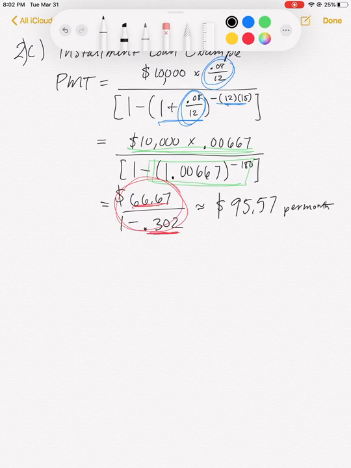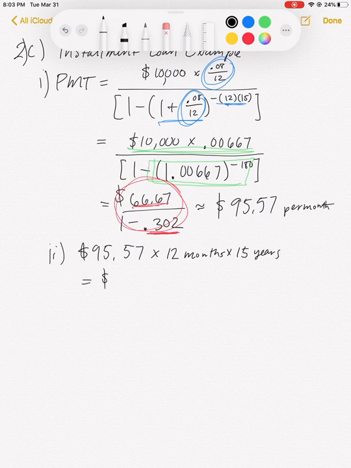Part 2 of this is, so there's part 1. Roman numeral 2 is, what is the total amount of money you will pay? So you're taking your $95.57, and you pay that every month. But we're going to pay that for 12 months, a year, times 15 years. And so when we do that, we're going to find out the total amount of money that we paid, and when I calculate that in my calculator I get $17,201.74.